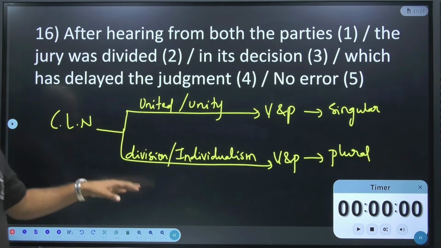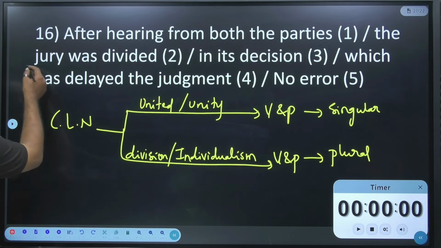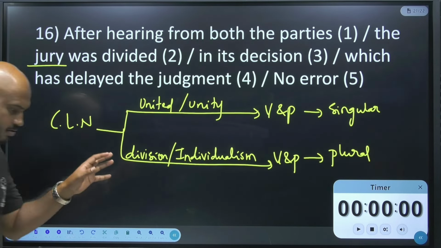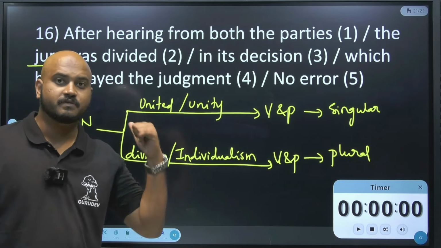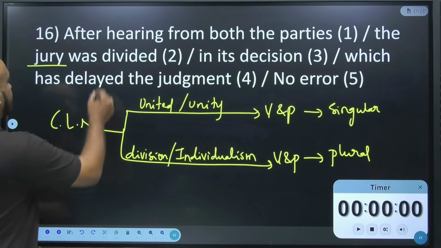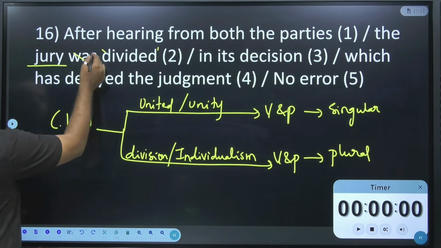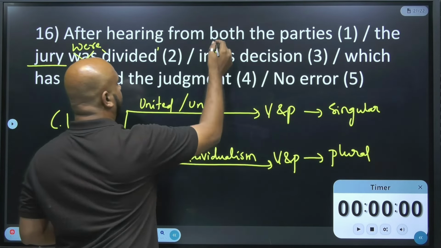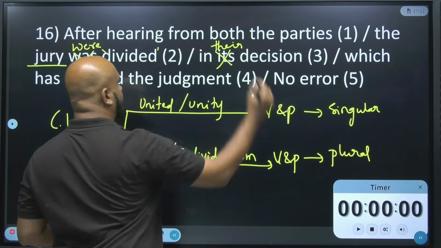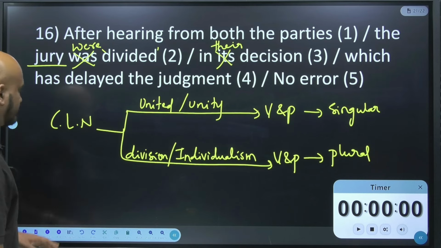Now, based on that, if you look at the sentence, you can 100% answer the question. Jury is a collective noun, and whenever you see a collective noun in a sentence, the first thing is to observe the nature of the action. If you observe, divided is talking about division, and hence the verb and pronoun should be in plural form. That's why: the jury were divided in their decision, which has delayed the judgment. So I hope you're absolutely clear with this.